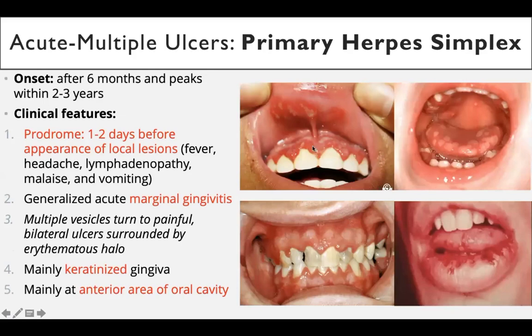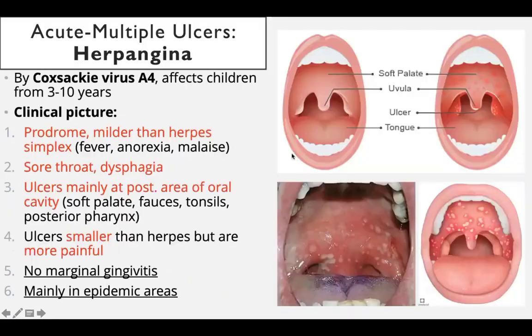Primary herpes simplex: primary gingival stomatitis, marginal gingivitis, anterior area of the oral cavity. Herpangina: milder than herpes simplex, posterior area of the oral cavity, ulcers smaller than herpes but more painful than herpes. Anterior area is covered by herpes simplex, posterior area is covered by herpangina. Herpes simplex virus versus Coxsackie A virus. Herpes simplex has marginal gingivitis. Herpangina has no marginal gingivitis.